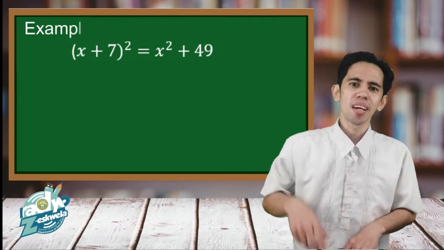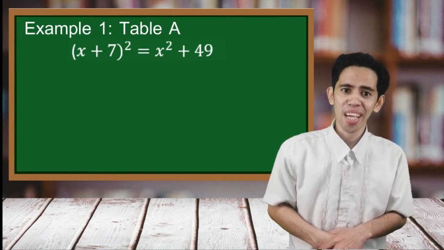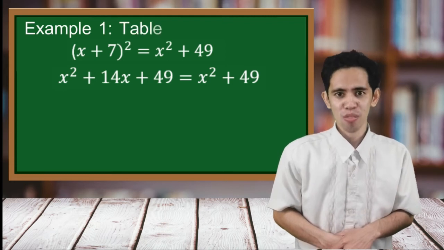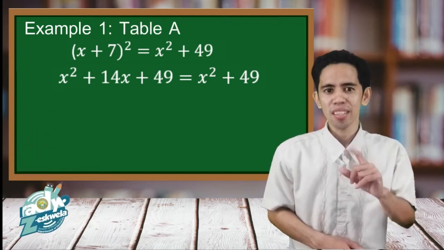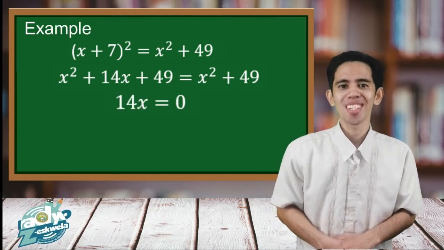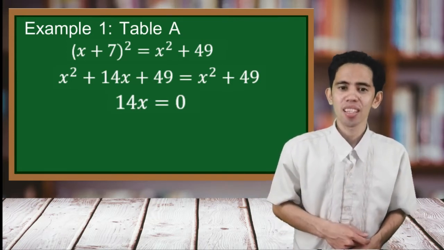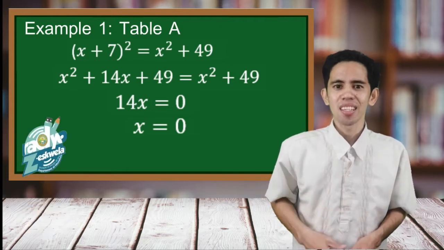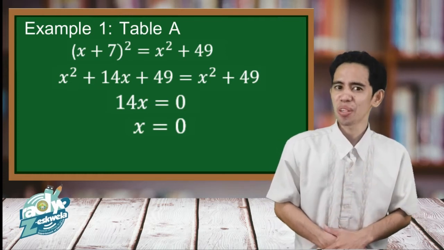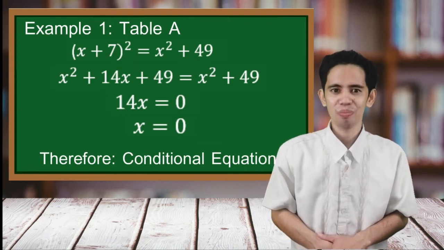For (x plus 7) squared is equal to x squared plus 49, simplify that, and by transposing all the terms from the right side to the left side and changing the sign, we come up with 14x is equal to 0. Divide both sides by 14, and that is x is equal to 0. Then we can say that the example is a conditional equation because the variable x has a specific numerical value.